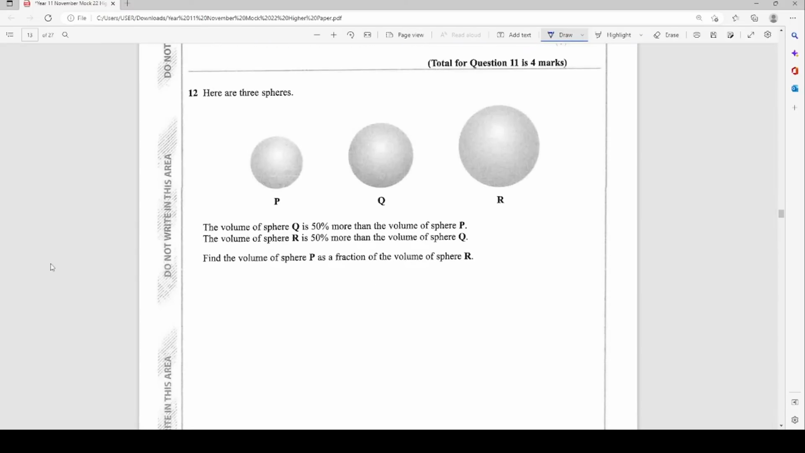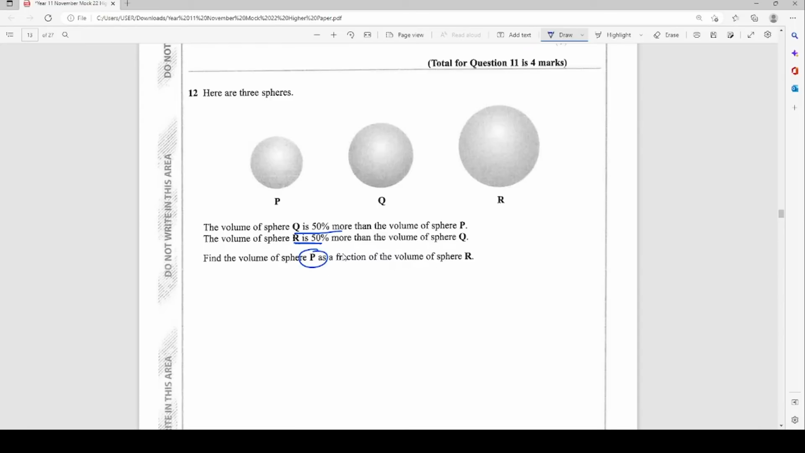Okay, so question number 12. This is a lovely question. Here we have the volume of a sphere Q is 50% more than the volume of a sphere P, and the volume of a sphere R is 50% more than the volume of a sphere Q. Find the volume of a sphere P as a fraction.